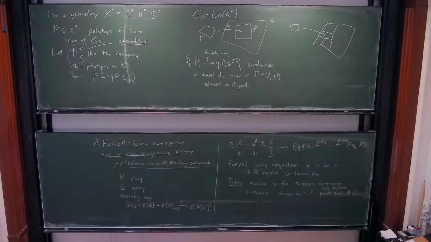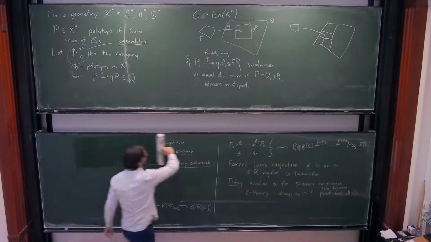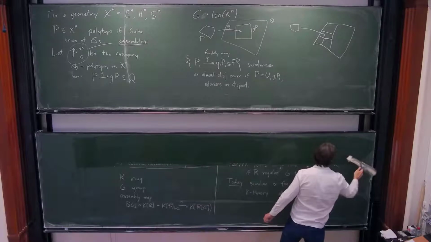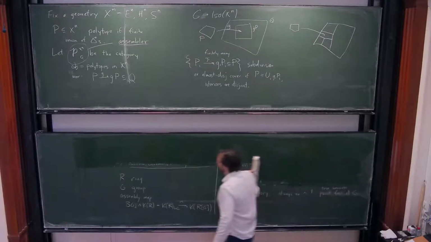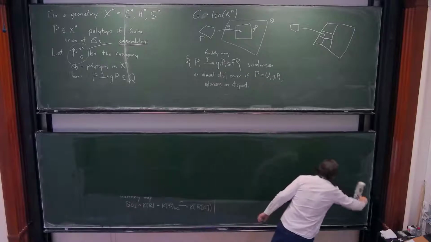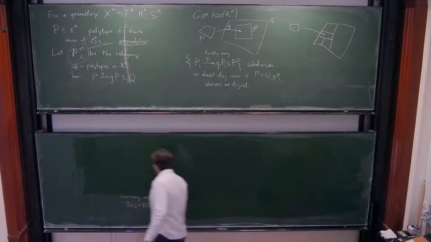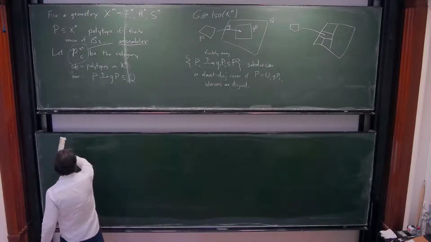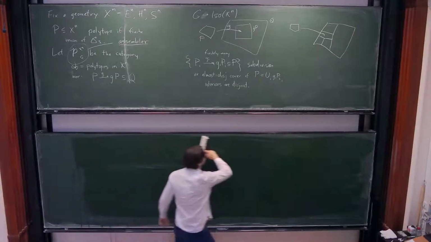So with this data, you can then define a category, which is basically a category of covers. So the objects are going to be disjoint unions of these polytopes, and the maps between them are going to be maps of disjoint unions that form a bunch of subdivisions. So the target is going to be subdivided by all the polytopes in the source.